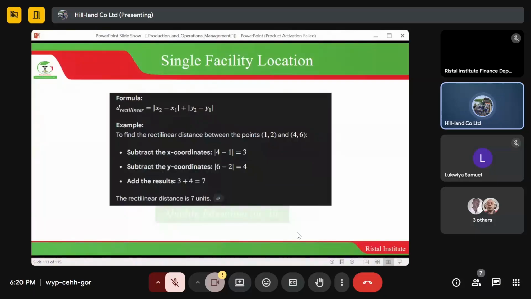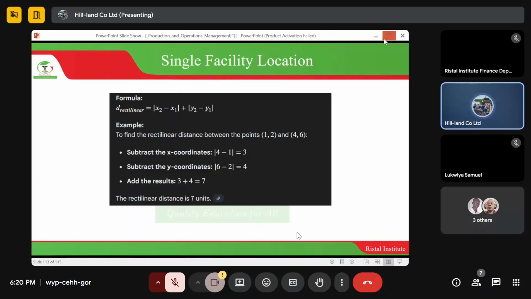That is our plant and also our market. So from there, we shall be able to know how many units we are able to supply within a straight line distance between different locations. So with this, we have reached the end of this lecture.